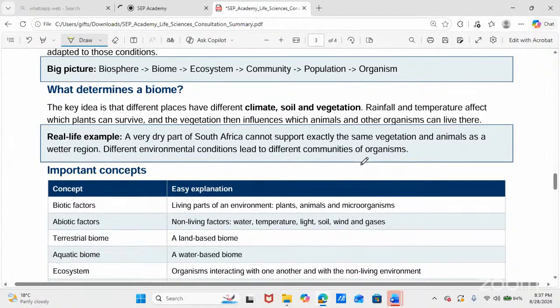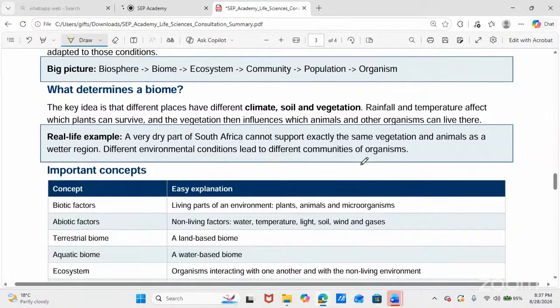So if there is a place that initially has a river, and the river contains fish, and then the area keeps experiencing drought, with no rainfall or low rainfall throughout the year and high temperatures, which make it highly impossible for the fish to survive, then the river might dry out and the fish might die or go extinct. So that's what they mean when they say that rainfall and temperature affect which plants can survive, the vegetation, and also the animals that can live there.